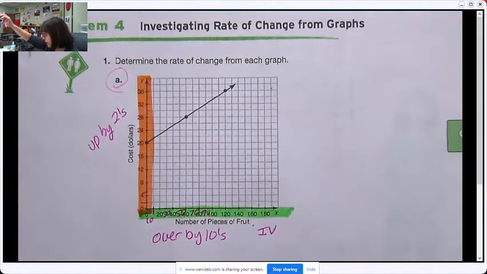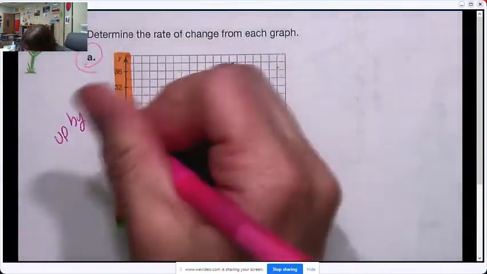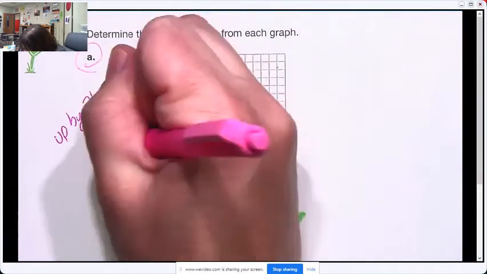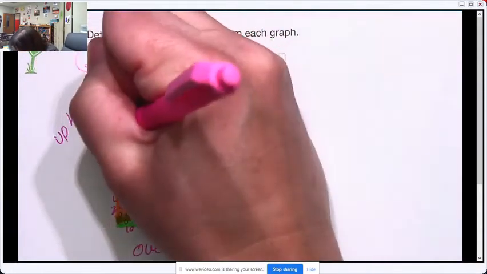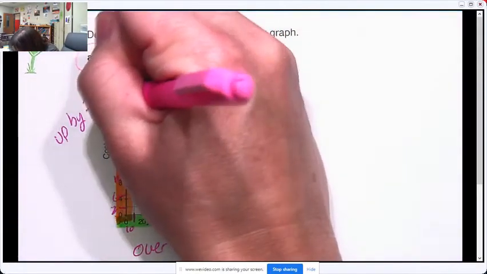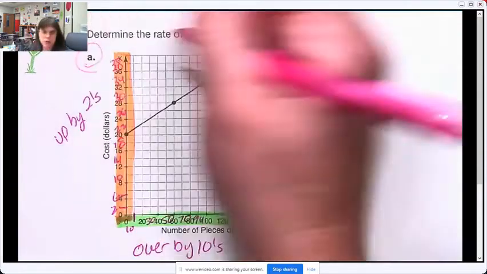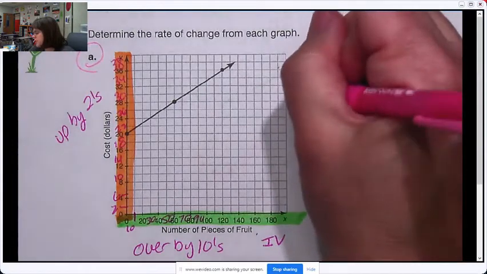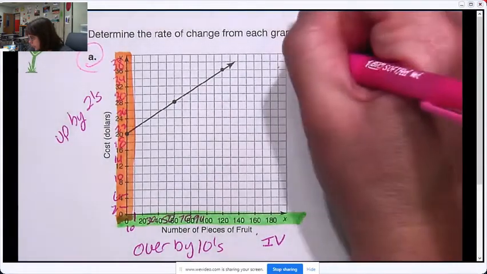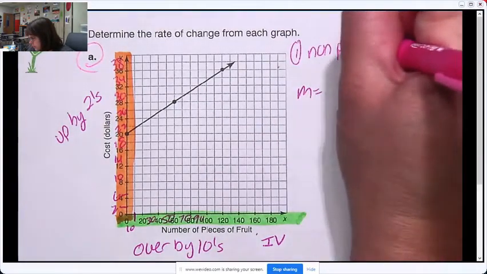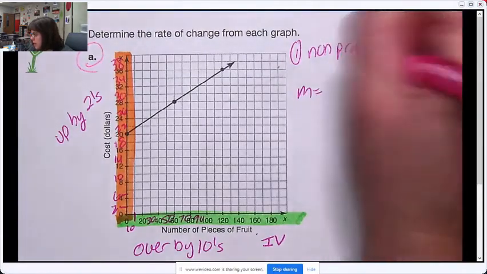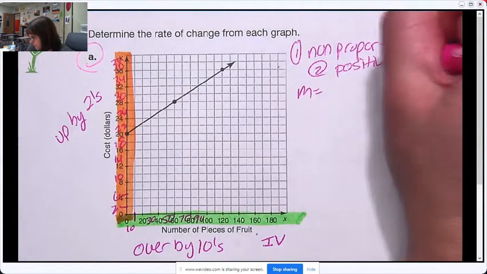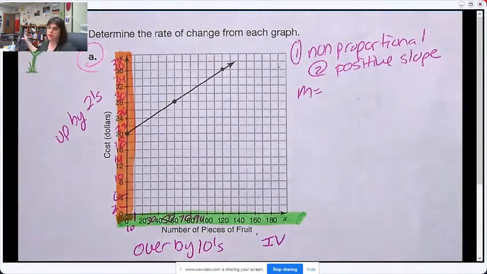Okay, zoom this way in a little bit more. So 2, 4, 6, 8, 10, 12. And I'm just going to fill this in. Make sure that's all the way to the top. Now remember, my steps have not changed. This is non-proportional, first of all, because it does not go through 0, 0, but it is linear. And I know that it also has a positive slope. So non-proportional and it's positive.